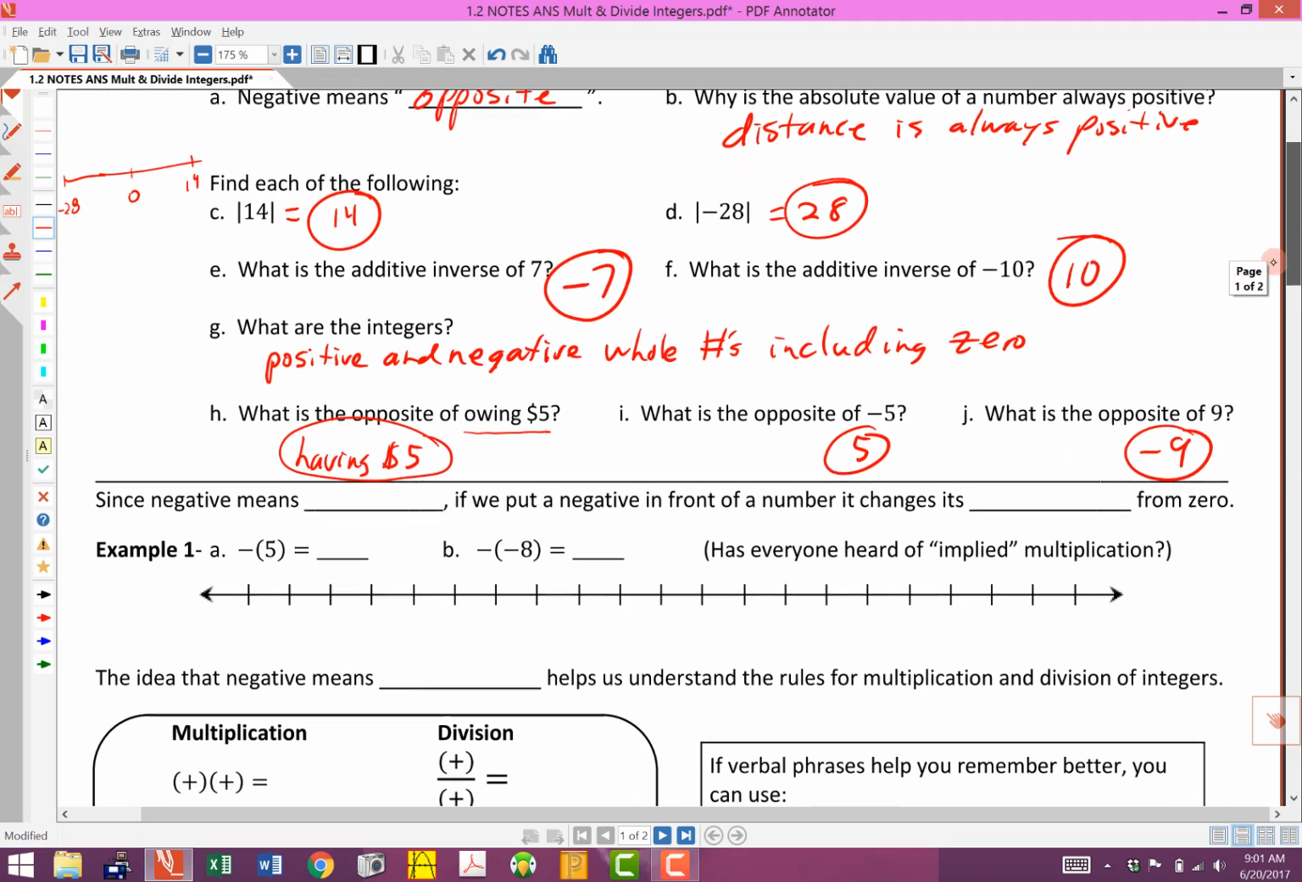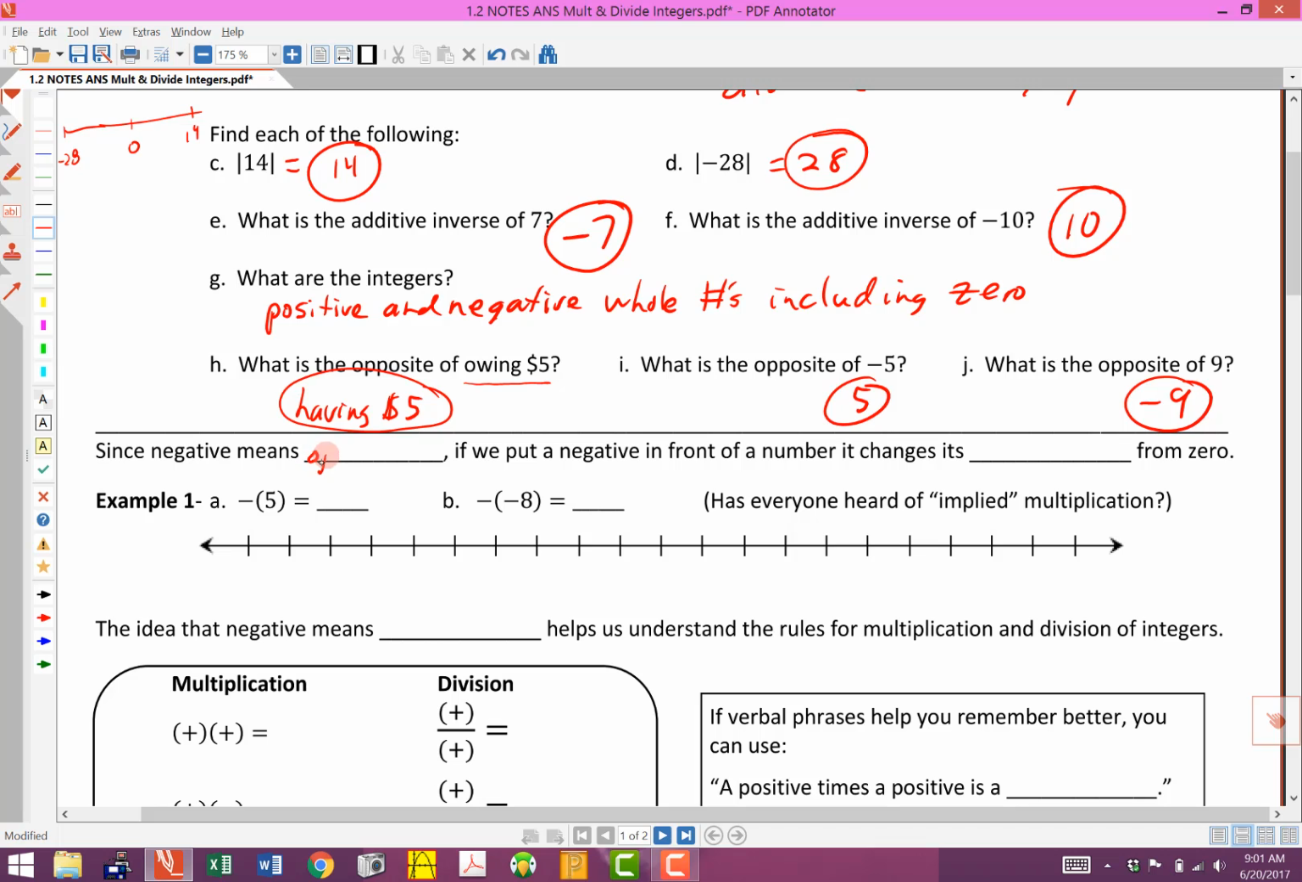So since negative means opposite, like we talked about up above, we can keep that in mind to figure out how we can do multiplication and division of integers. If we put a negative in front of a number, it changes its direction from 0. So if you think of what happened with each one of these, this could be the opposite. The opposite of negative 5: it was at negative 5, now it's at positive 5 because we did the opposite. And the opposite of 9 is negative 9.